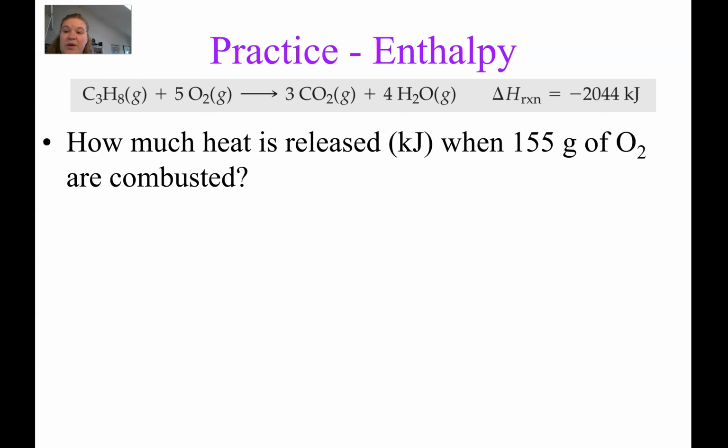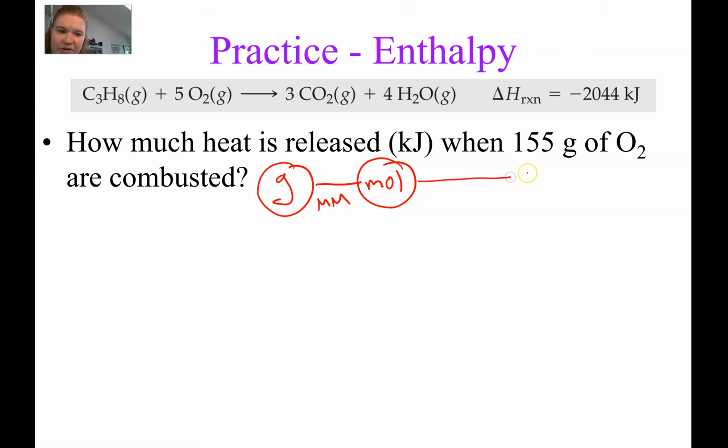We're going to use that same equation, and our question says how much heat is released in kilojoules when 155 grams of oxygen are combusted. So we know we're starting with grams. I'm going to convert that into moles. We're going to use the molar mass for our conversion there. And then I can convert that directly into how many kilojoules, because there's a relationship between the amount of oxygen and the amount of heat in the reaction shown.